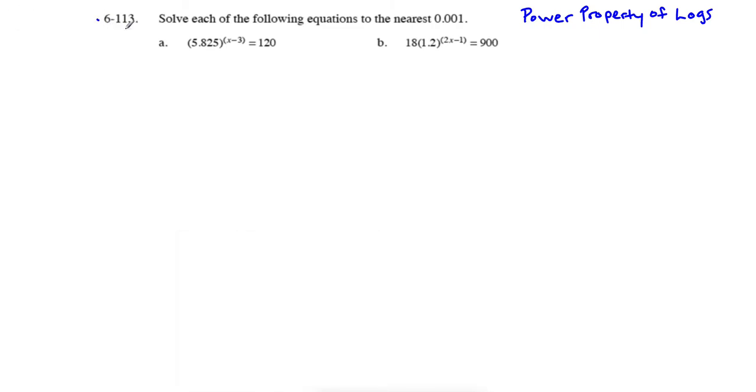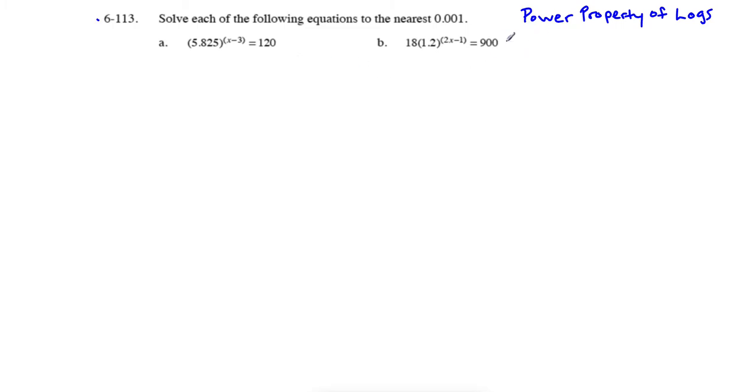Alright, problem 6-113. Solve each of the following equations to the nearest thousandth place. So, letter A, we have 5 and 825 thousandths raised to the power of x minus 3 equals 120.